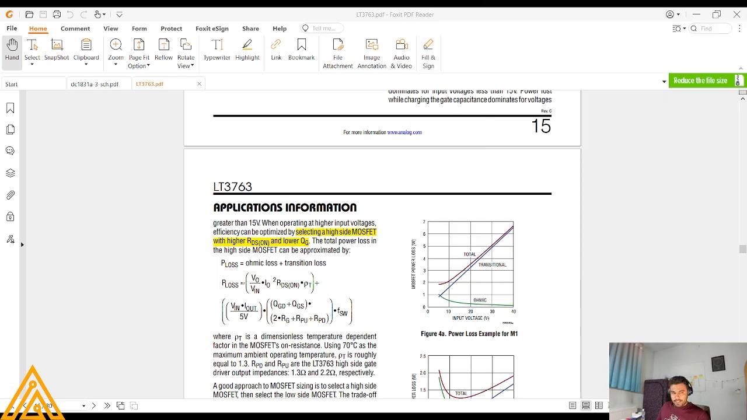So let's go to see our power loss, which equals ohmic loss plus transition loss. Ohmic loss is equal to this one.